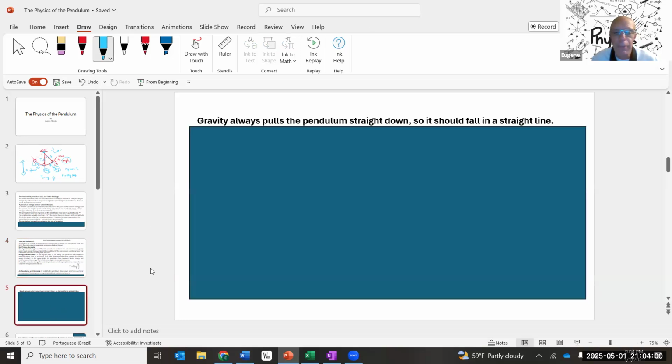What is the next? Gravity always pulls the pendulum straight down, so it should fall in a straight line. Why doesn't it fall in a straight line? Because of tangential velocity? Because of the string that is holding it, right? It has some tension that acts like a centripetal force and makes it go around.